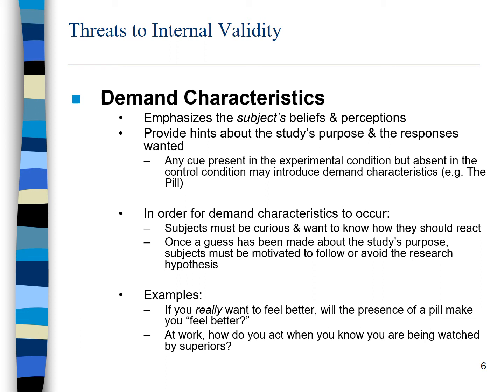And then I say also, in order for demand characteristics to occur, once a guess has been made about the study's purpose, subjects must be motivated to follow or avoid the research hypothesis. All right. So there has to be a sense of the impetus being on the subjects. They have to perceive it, want to follow it, and go with that. And then I say two examples down here.